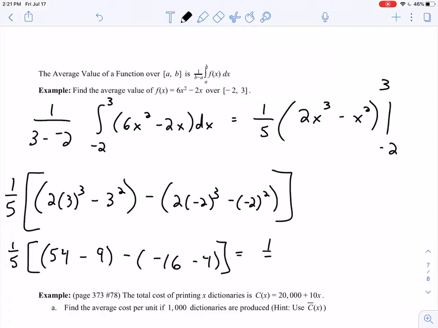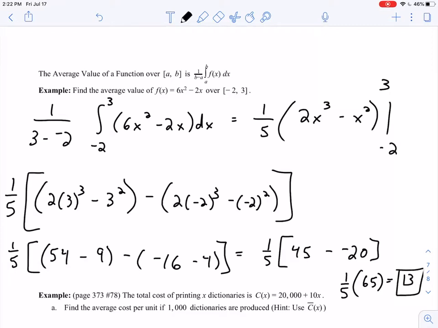So let's see, I have 1/5 times 54 minus 9, that should give me 45, minus over here is negative 16 minus 4, that would be minus negative 20. So here I have 1/5, and I'm kind of running out of room here. I end up with 1/5 times 65, which should be 13.